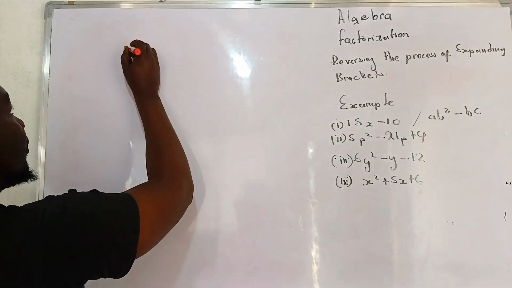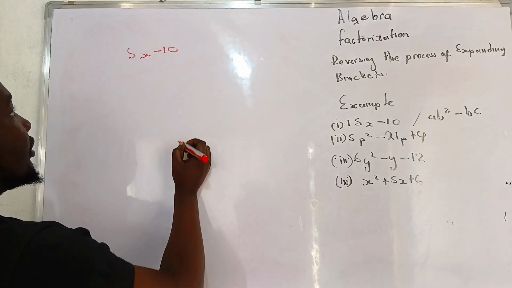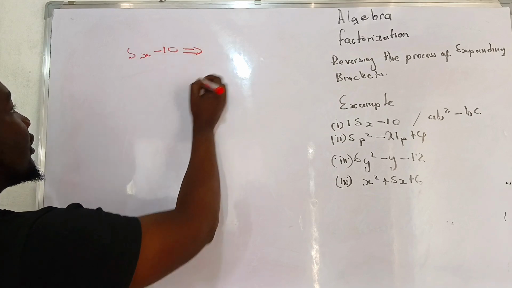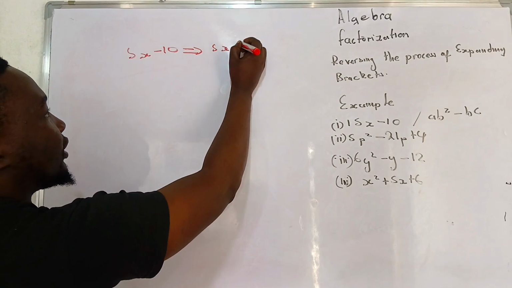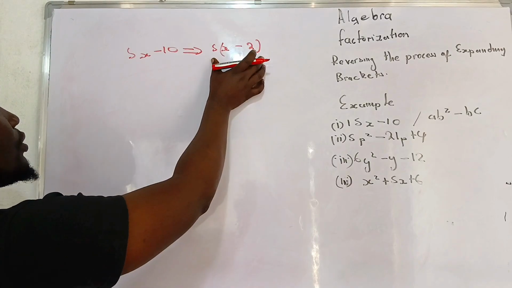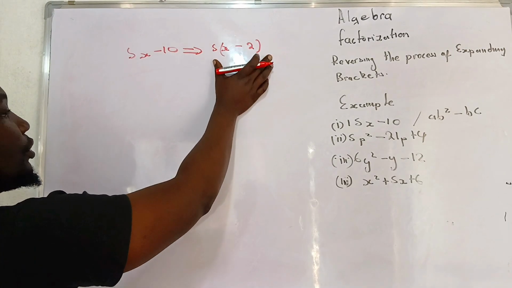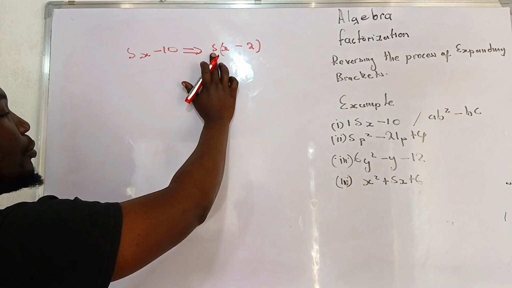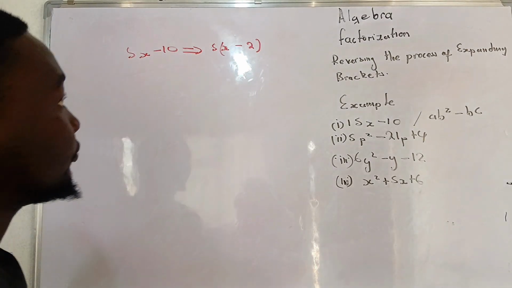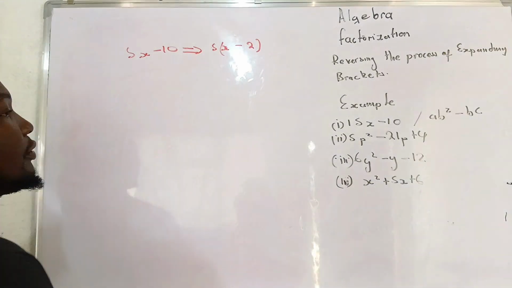Imagine you're given 5x minus 10. In order to reverse the process of expanding brackets, we remove 5 and you have x minus 2. So the brackets were removed and this remained. If you're factorizing, you're removing a common factor here and you remain with this one. Let's move to the next one.